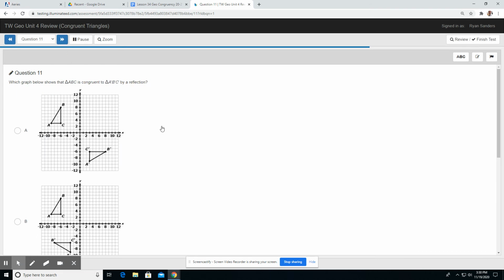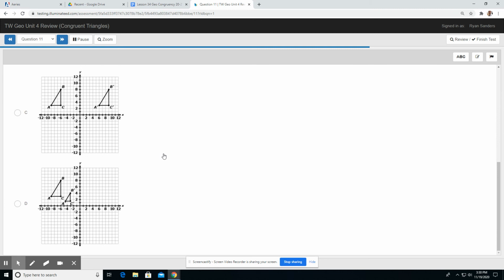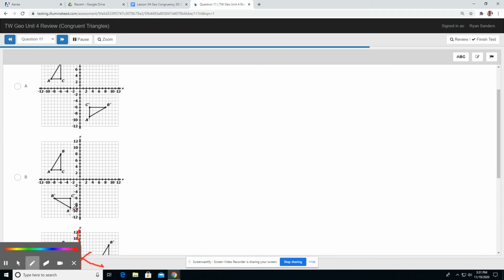All right, 11. Which graphs below show that ABC is congruent to A'B'C' by reflection? By reflection. Oh, gee, so we're going into reflections here. Well, no, it's not that. That's a dilation. This one would be a translation, you can tell that it just got moved, so it's not that. This is a rotation. Notice it got rotated, so not that one.